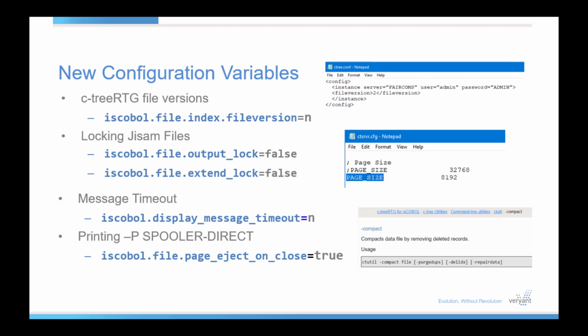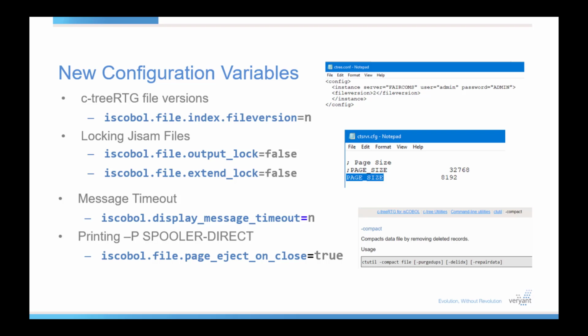Now, one of the big changes in C-tree-RTG 3 is a large page size. So if you want to use your older files from 11.9, for instance, which is C-tree-RTG 2, you'll need to either change the page size in your server configuration file back to 8192, or update your existing files by rebuilding them with ctutil-compact. There's more information in our documentation if you want to do this.